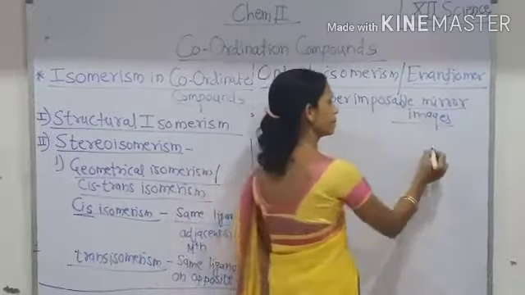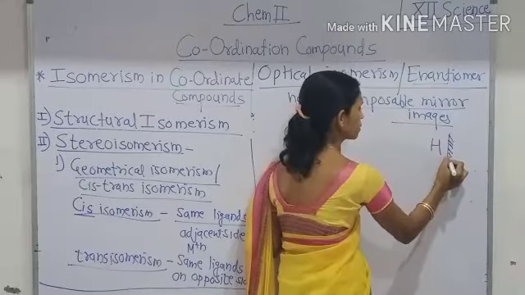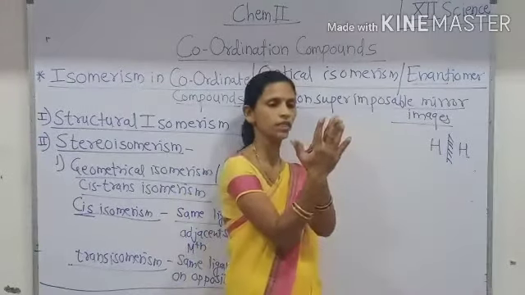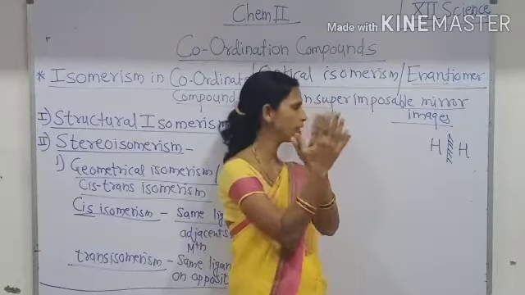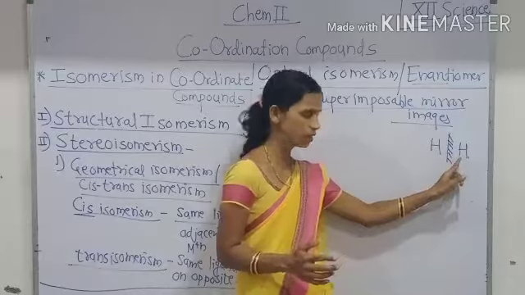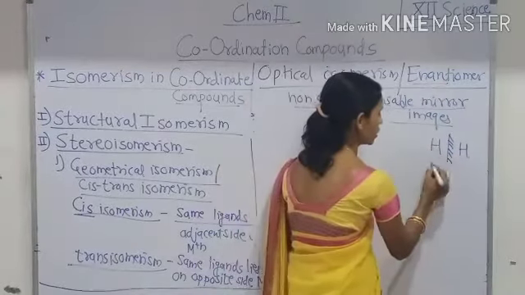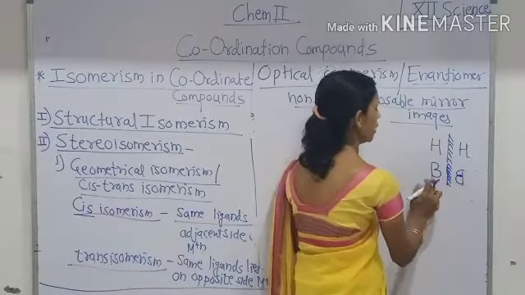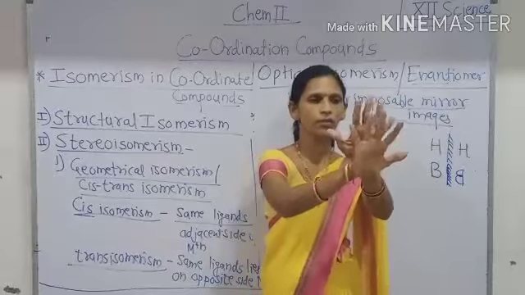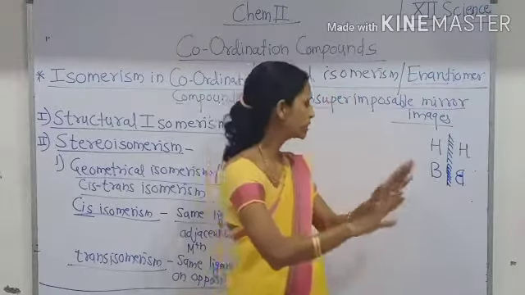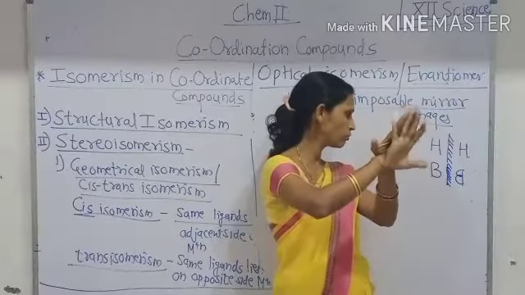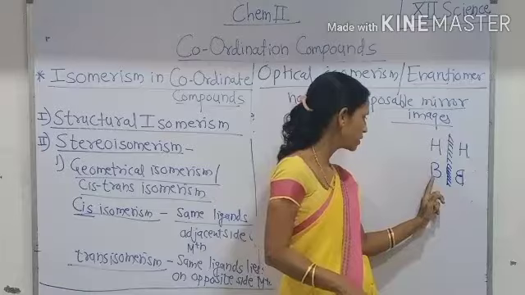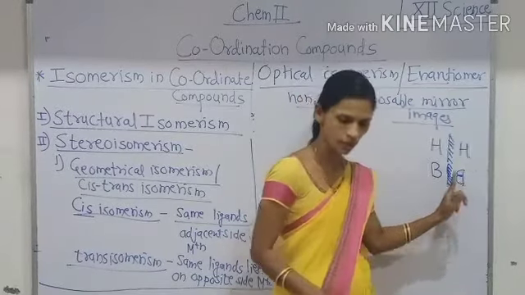See here, the H has a mirror image like this, and that is a superimposable mirror image. H has a superimposable mirror image, but the B structure has a mirror image like this, which is a non-superimposable mirror image. That means they cannot match each other exactly. That is, non-superimposable mirror images. That B has a non-superimposable mirror image like this.